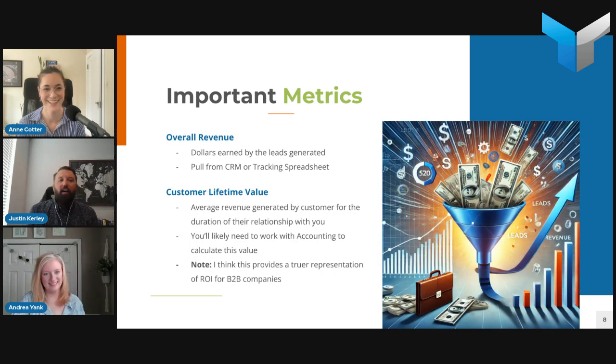So, all right, moving forward, these are again the money metrics. Overall revenue, again, pretty straightforward. These are the dollars that you've earned from those leads that were generated. Again, you typically would get this from a CRM or a tracking spreadsheet.